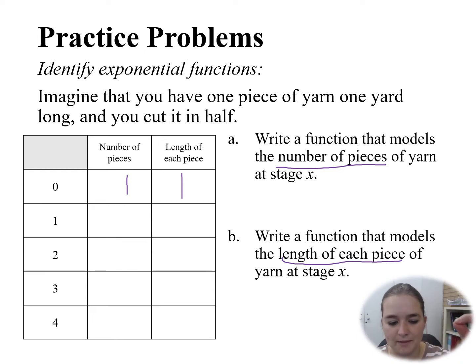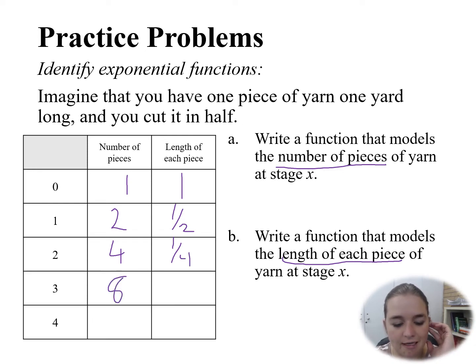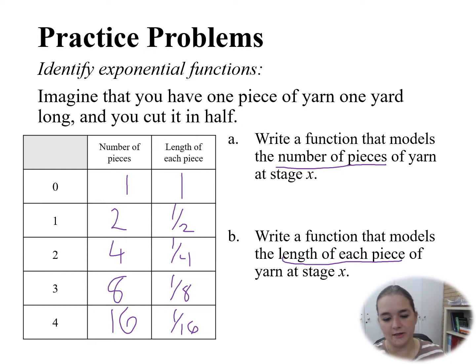But if I take that one piece and I cut it in half, well, now I have 2 pieces, but each of those pieces is going to have a length of 1/2 of a yard. I take those 2 pieces and I cut them in half again. Well, now I have 4 pieces, and each piece has a length of 1/4. Each of my 4 pieces, if I cut them in half again, I now have 8 pieces, but each piece has a length of 1/8. Last step in my table here, I have 16 pieces, and each piece is 1/16 of a yard long.